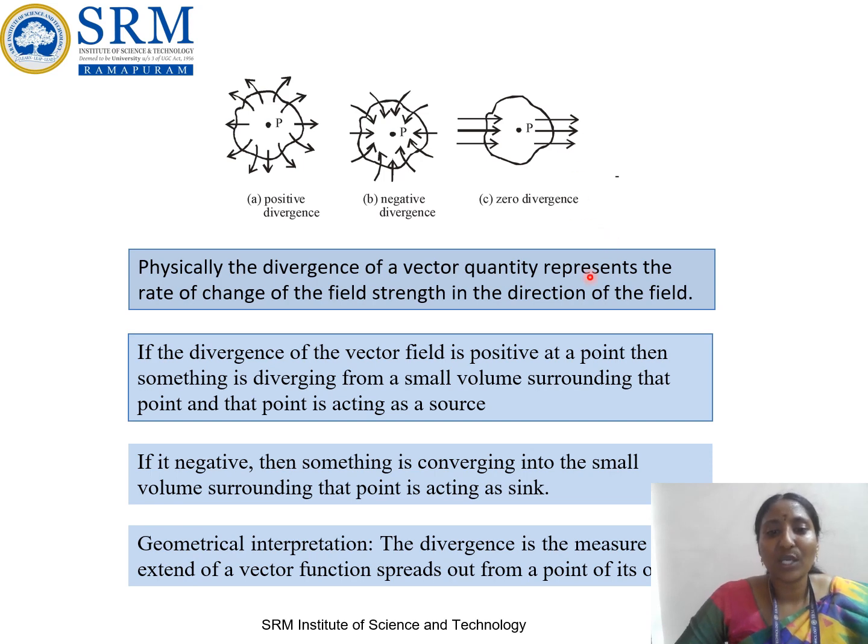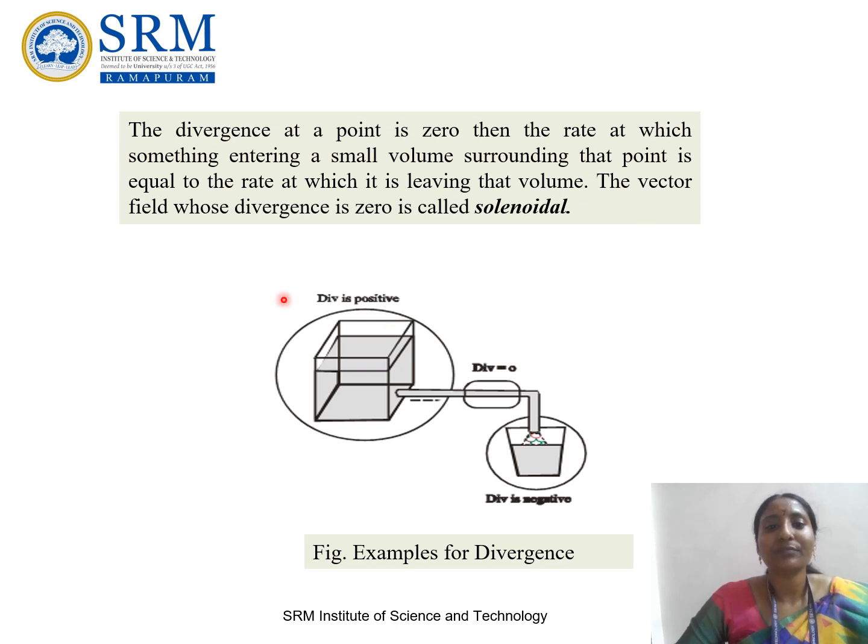If the divergence is zero, then we call the field solenoidal. So when the divergence is positive, the flow is outward. When the inflow and outflow are equal, div V equals 0, and that is called solenoidal. If the divergence of a vector field is 0, we call it solenoidal.